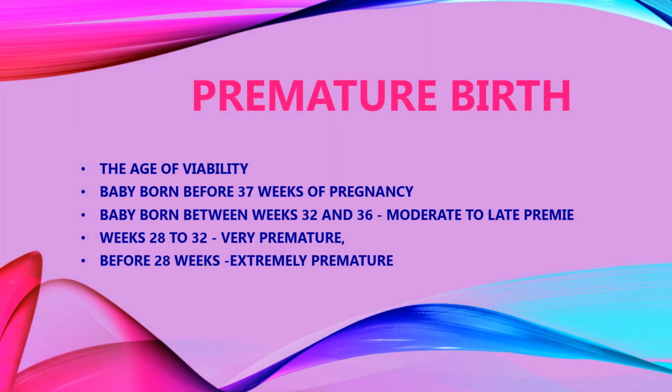Premature birth, the age of viability. What is it? It usually takes 40 weeks for the baby to get fully developed and then the delivery happens. But if the baby is born prematurely, the baby may still be able to survive outside the mother's womb. That age is known as the age of viability.